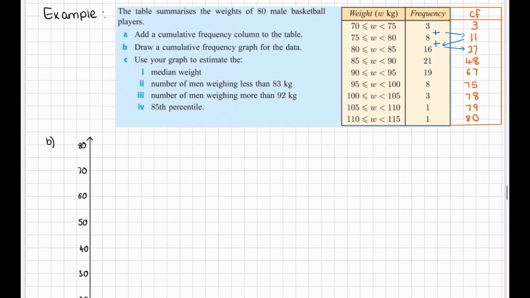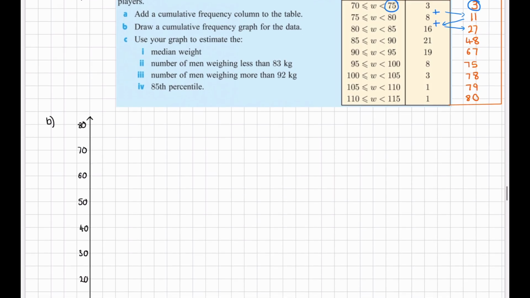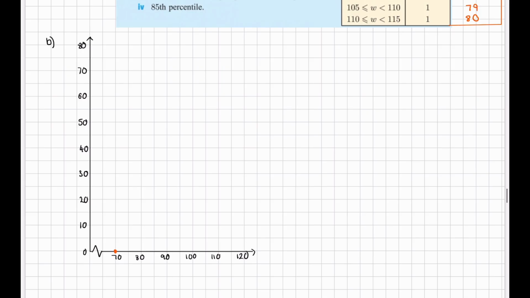The 3 cumulative frequency that I've just circled here, we plot at the second value in the class interval. So that is going to be plotted at the 75. So we always plot our cumulative frequency value at the last number because we have 3 people in the 70 to 75 range. So by the time we get to 75, we know we have exactly 3 people in that section, which is why we plot it there. So at 75, we have 3.